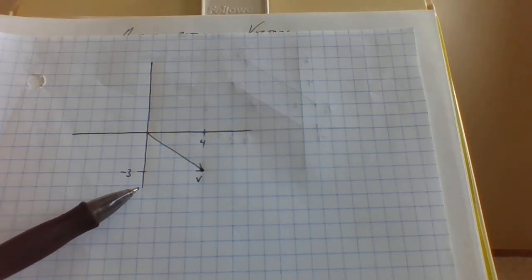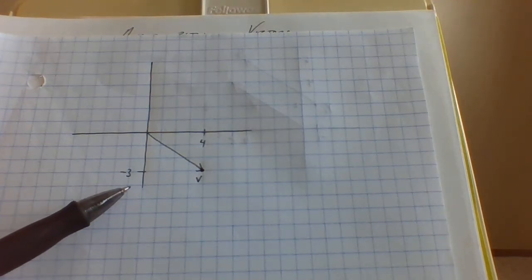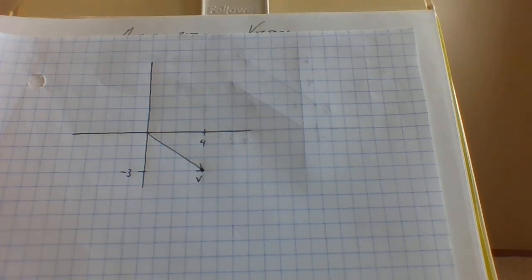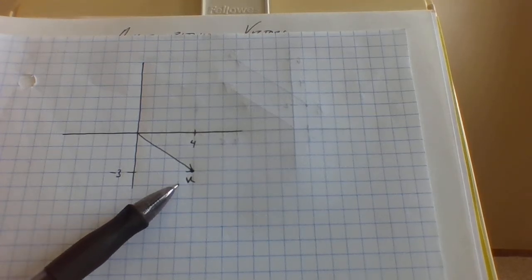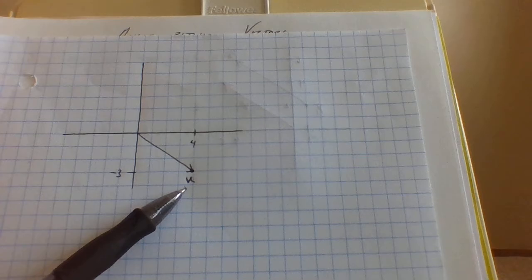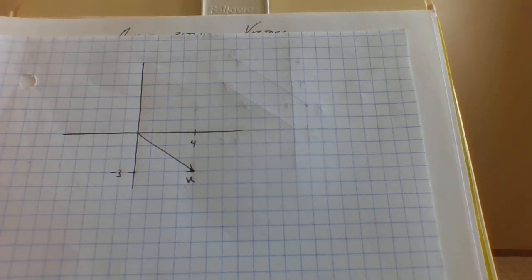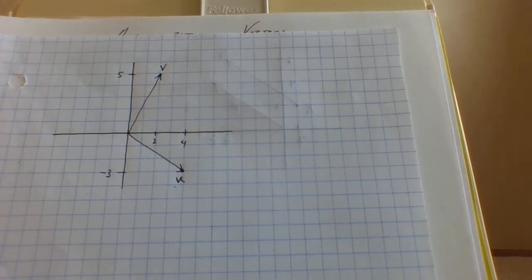Vector v was 4, -3. I went ahead and graphed that vector and then labeled it. Let's go ahead and put vector u on there as well. Sorry, 4, -3 was vector u, so let's edit my graph here. Now let's go put vector v on there. Vector v is 2, 5.